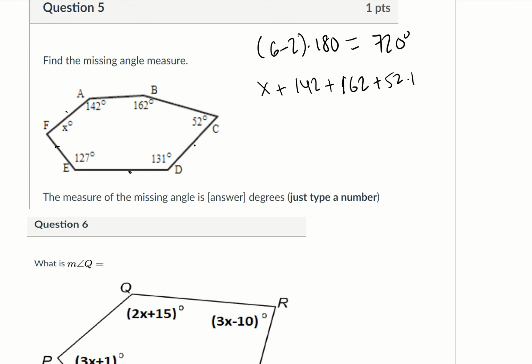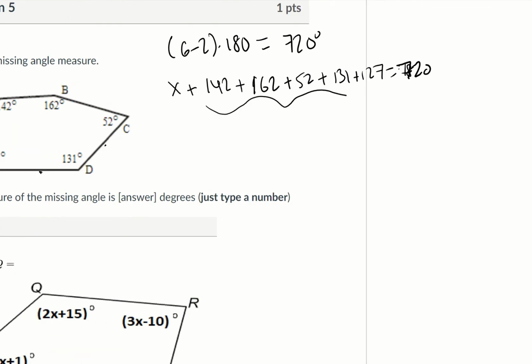all these angles real quick. And they'll add up to 720 rather. Go ahead and add those up real quick. So we have 142 and 162. Okay, so that's going to be 304. 304 plus 52 is 356. Then we have 356 plus that. So that's 487. And then 487 plus 127. In that case, that's going to be 614. Equals 720. And I'm just going to double check the math there just to make sure that we're okay.